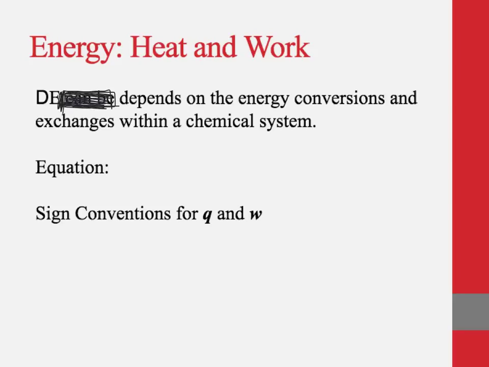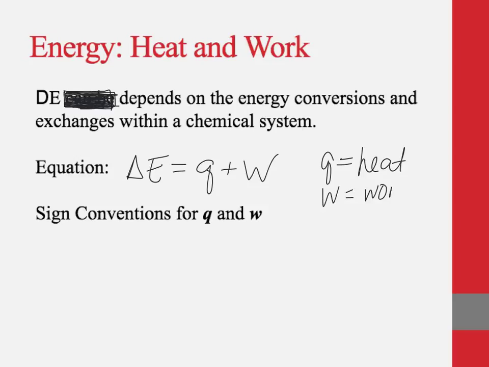Our change in energy depends on energy conversions and exchanges in a system. And the equation is delta E equals Q plus W, where W is referring to work and Q is referring to heat. Now, there's some sign conventions for Q and W that if you can remember them, it makes things easy. But I'm going to explain it as well.